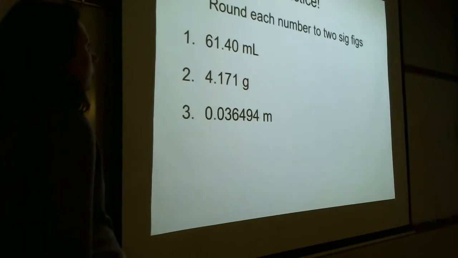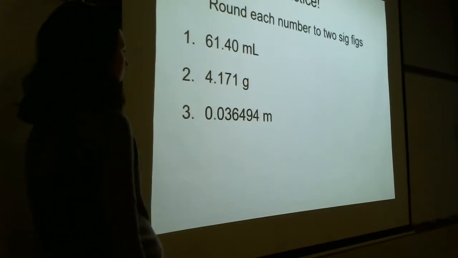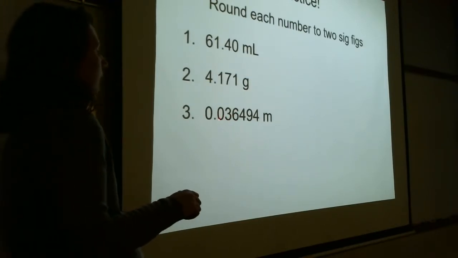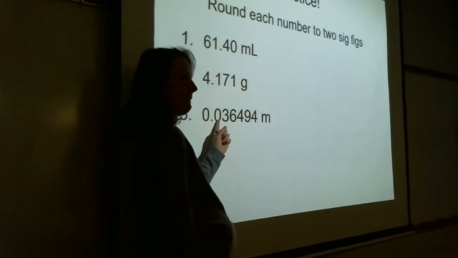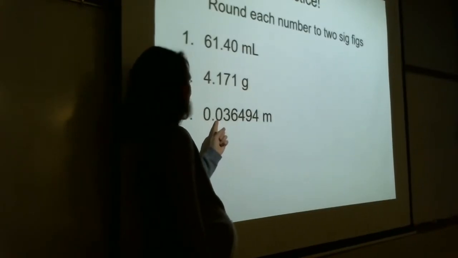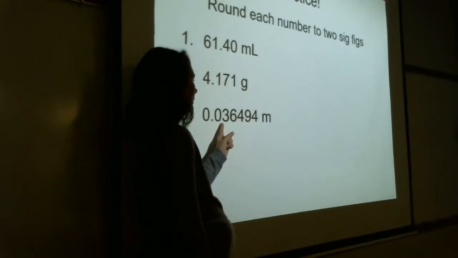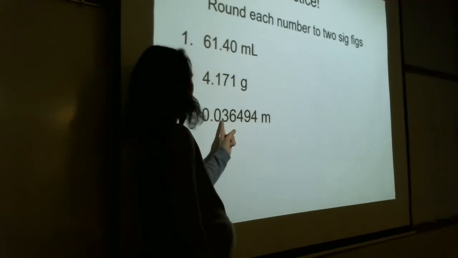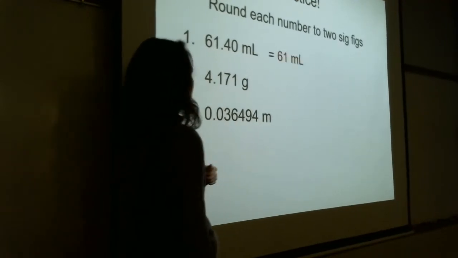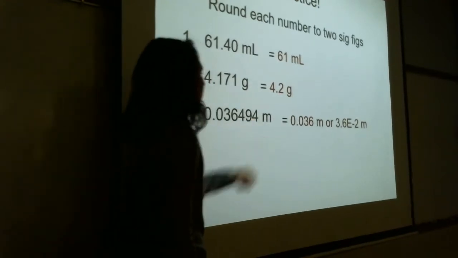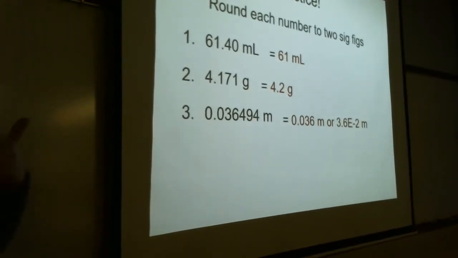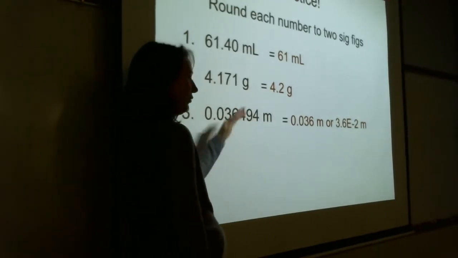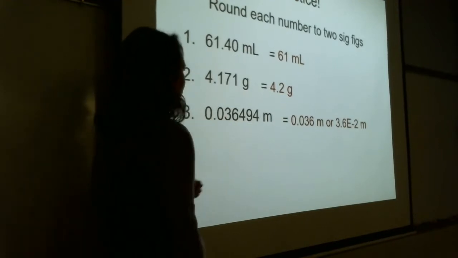How would we round number three to two sig figs? Remember, this zero, is it significant? No, it's not, right? It's a placeholder. So it's not 0.04, it'd be 0.036, right? This zero is not significant. And then we would need to take our unit with us. Are we good on these three? Again, those zeros, those are the ones that get you, right? Zeros to the left, never significant. They don't count as a measurement.